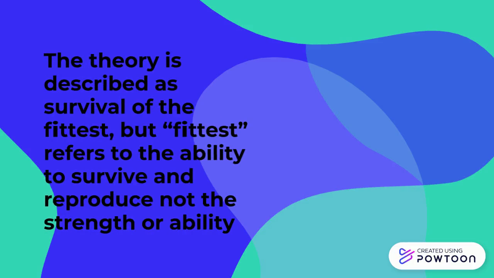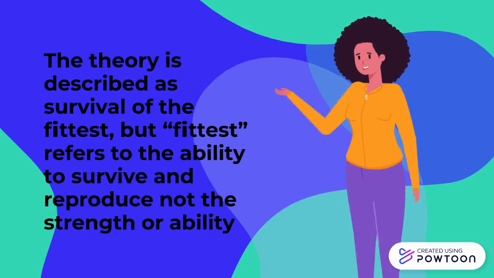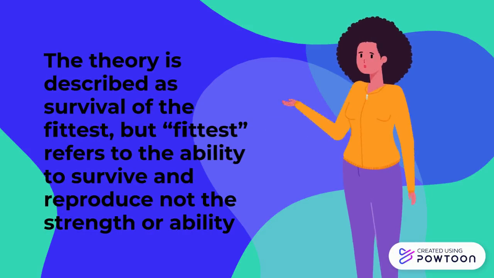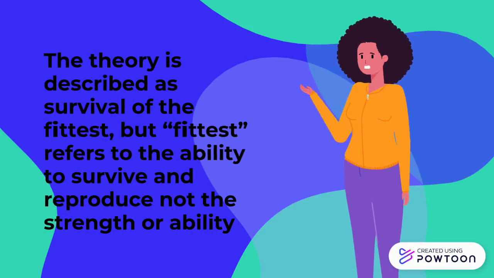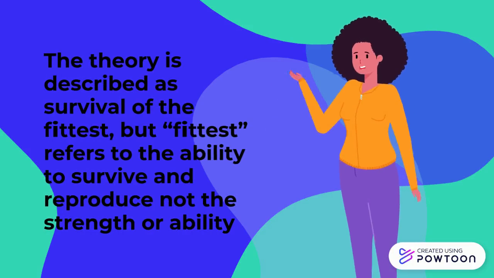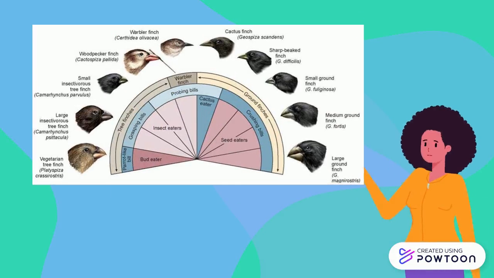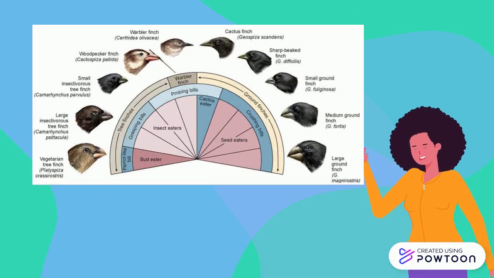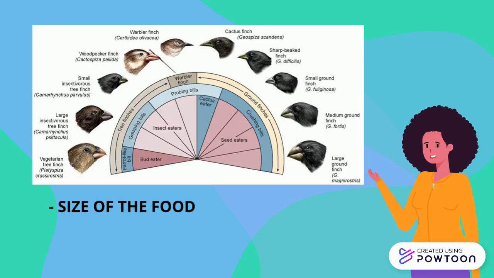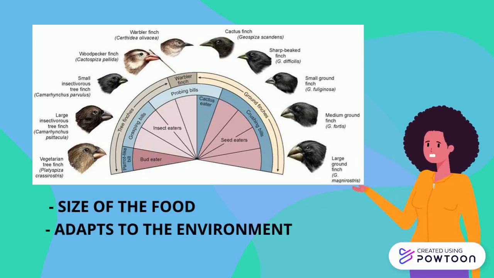The theory is described as survival of the fittest, but the fittest refers to the ability to survive and reproduce, not the strength or ability. This picture describes the identity of the birds based on the shape of their beak, how they sit, and what they eat. You observe that the beak of the birds depends on the size of their food. The shape of their beak also adapts to their environment because it also depends on the availability of the food.